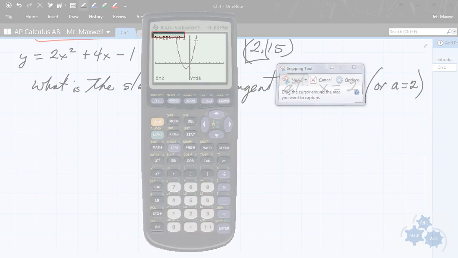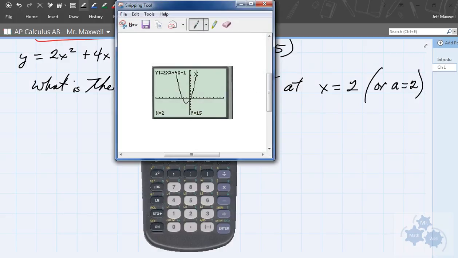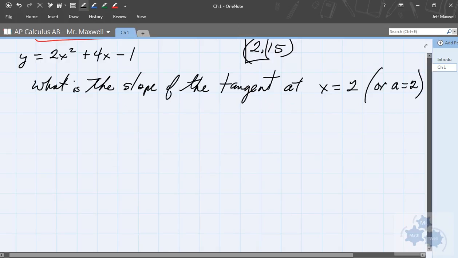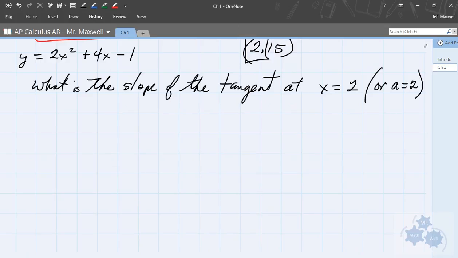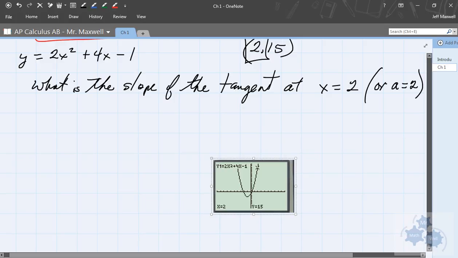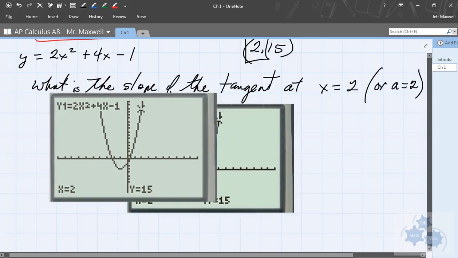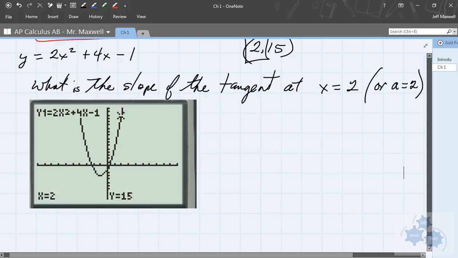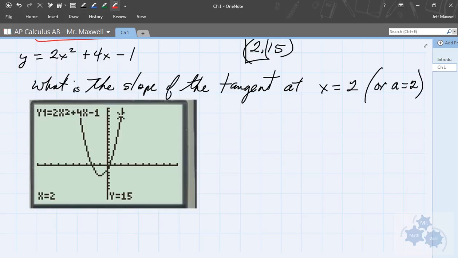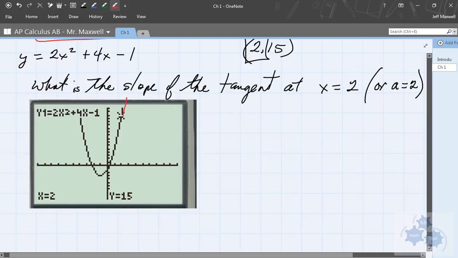Okay? So we'll just take a little clip of this so we have an idea of what's going on. And we'll just paste that right there. Make that a bit bigger. Okay? So this is not going to be a very good line, but let's just say this is the tangent line right here. It touches one point right there. So that's what we're looking for.